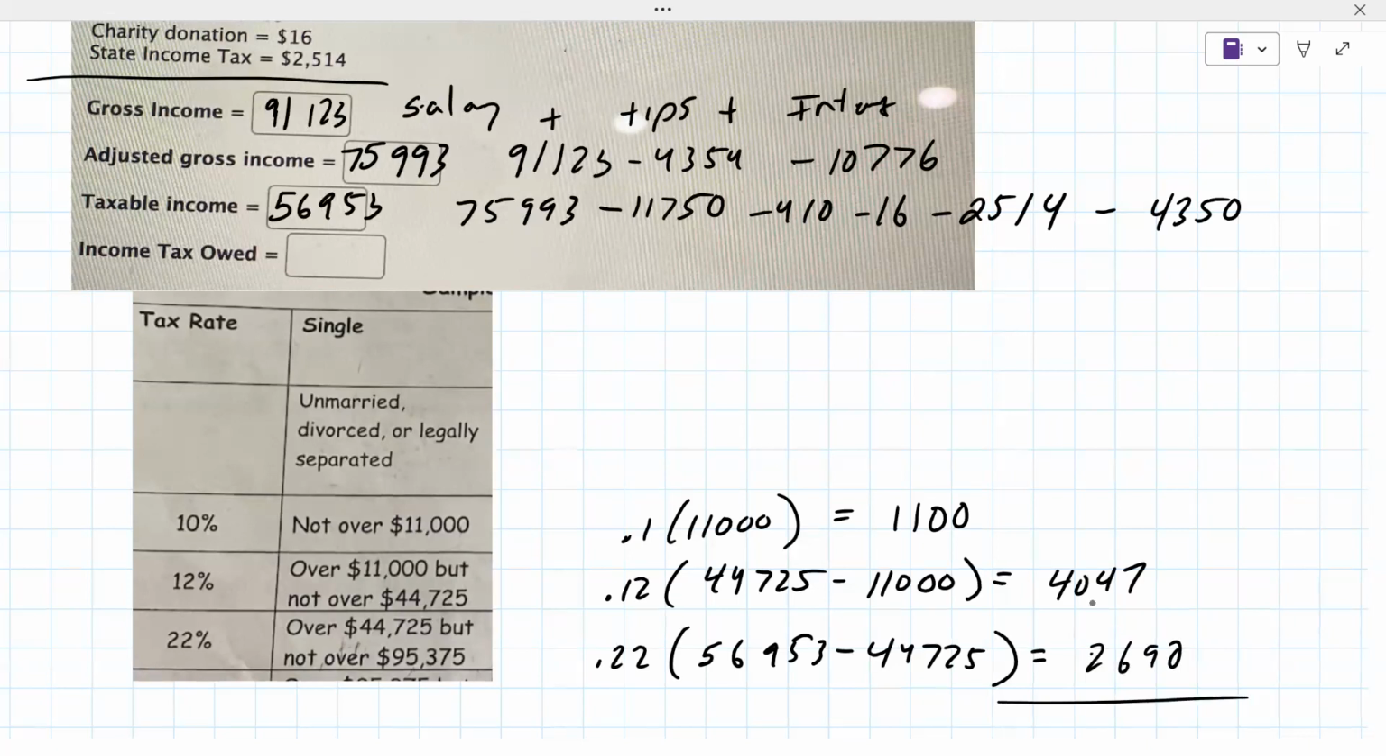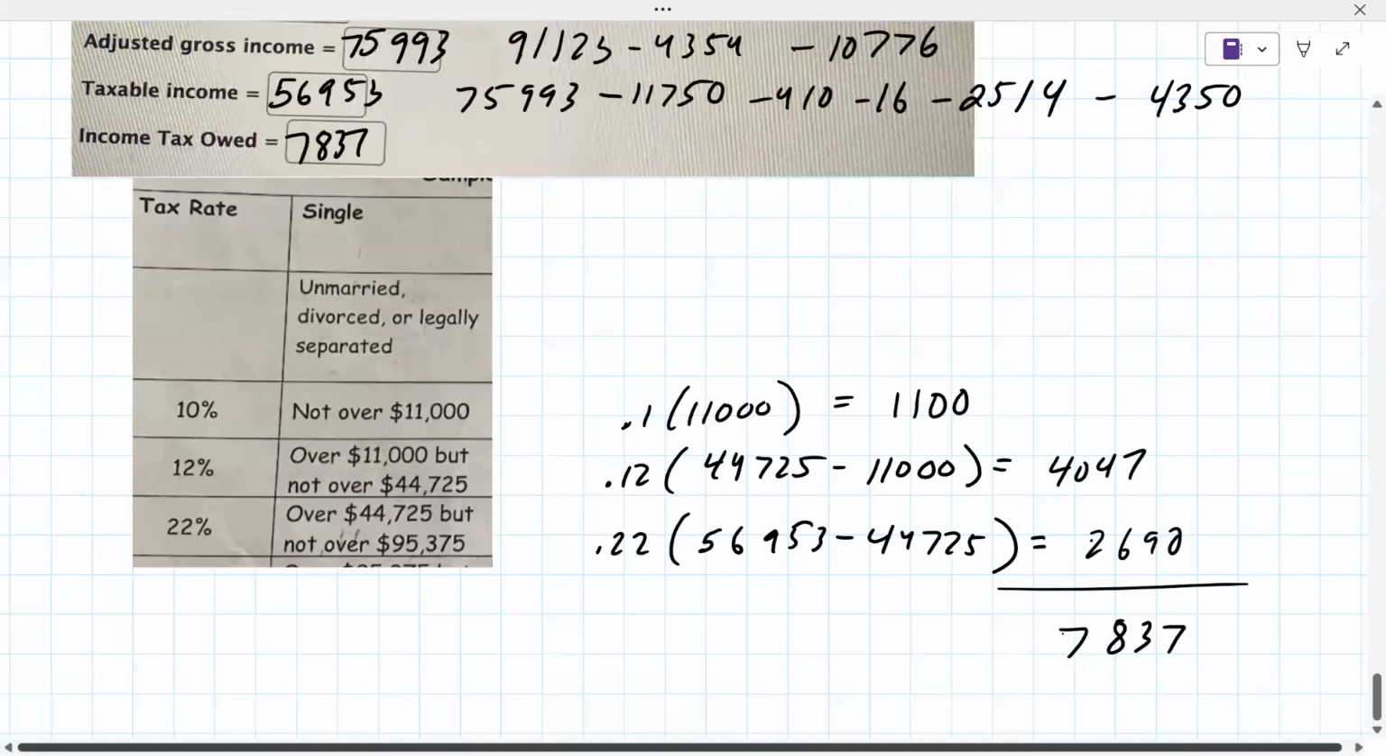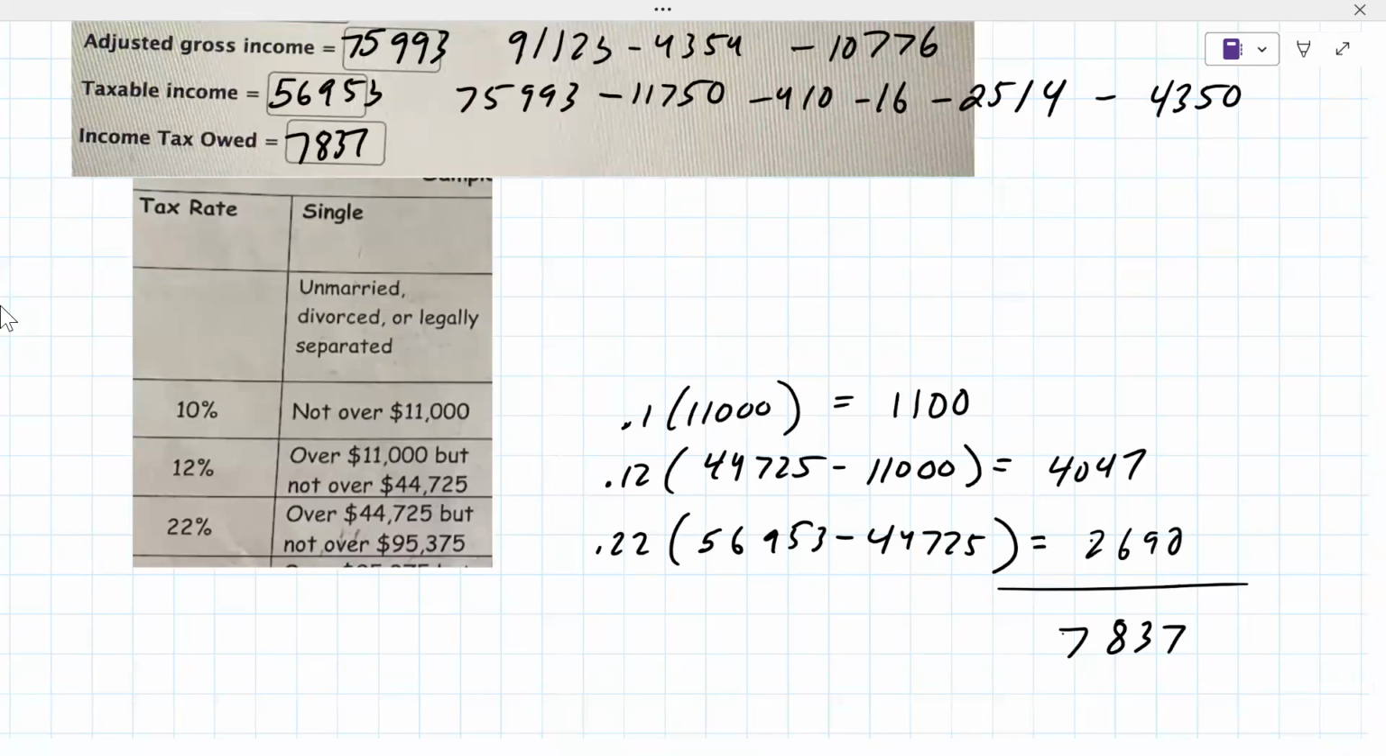So total I got 7,837 and 16 cents. Okay, sounds right to me. All right, so I guess you'll find out here in a moment. Nope.